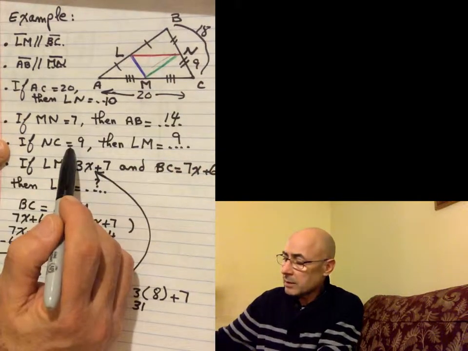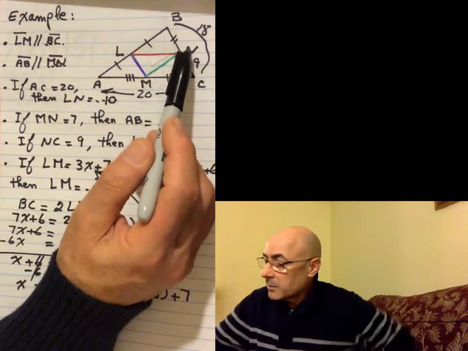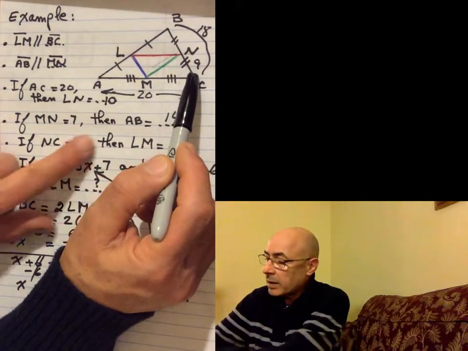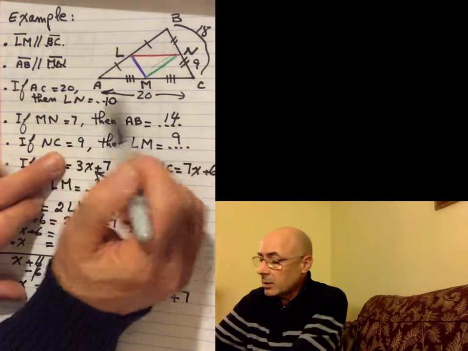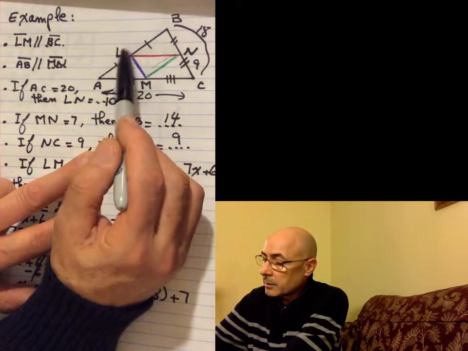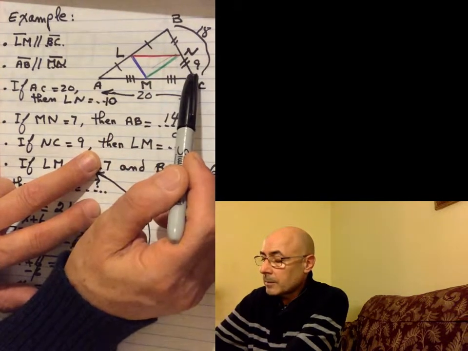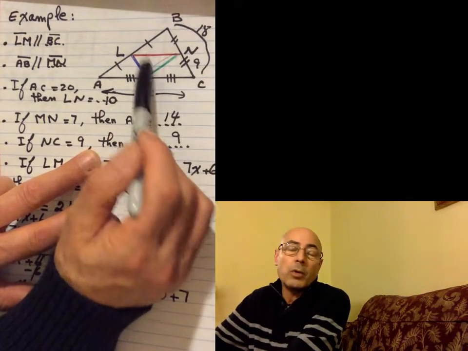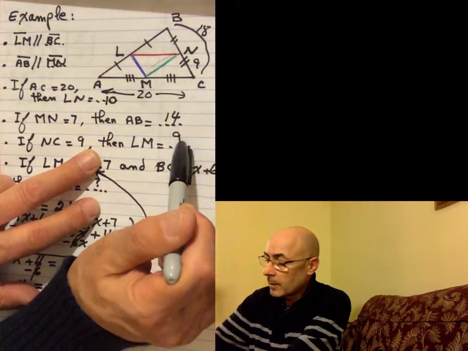If NC equals 9, NC, that's half of BC, equals 9. Sorry. If NC equals 9, then how long is LM? If NC is 9, then the whole thing is 18. And LM is connecting two midpoints. So actually LM is going to be half of BC, which is 9.